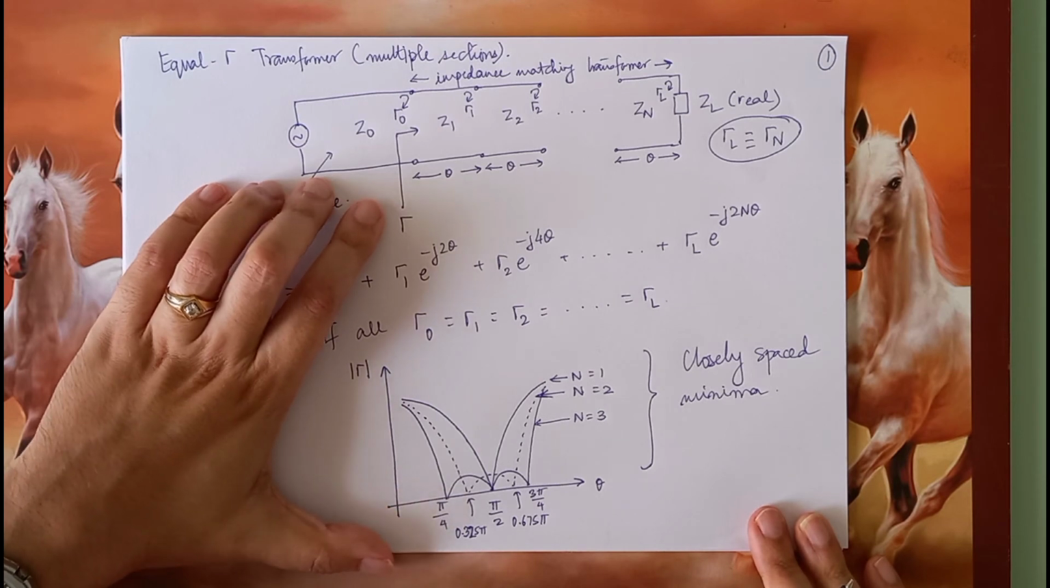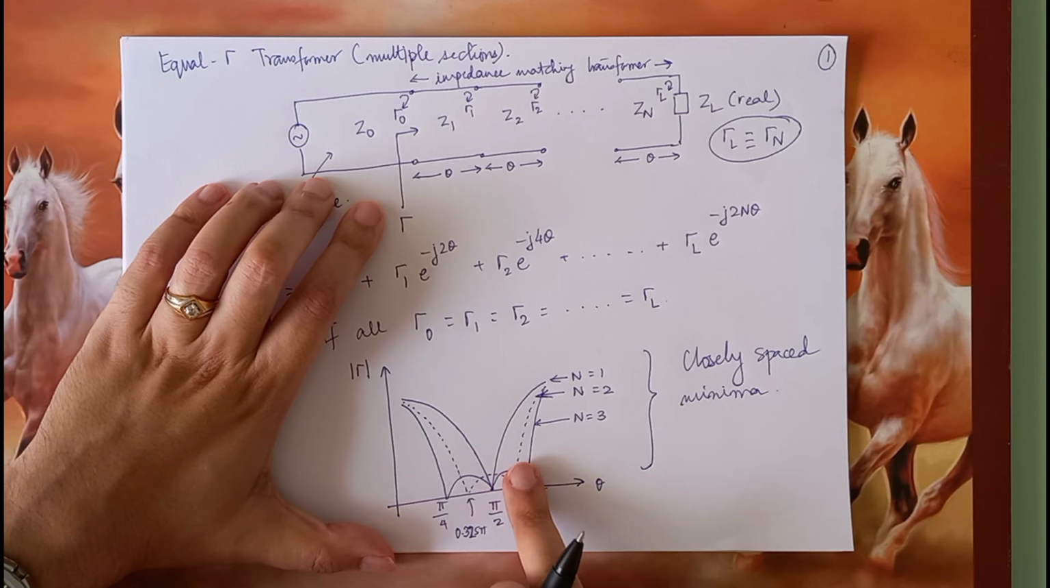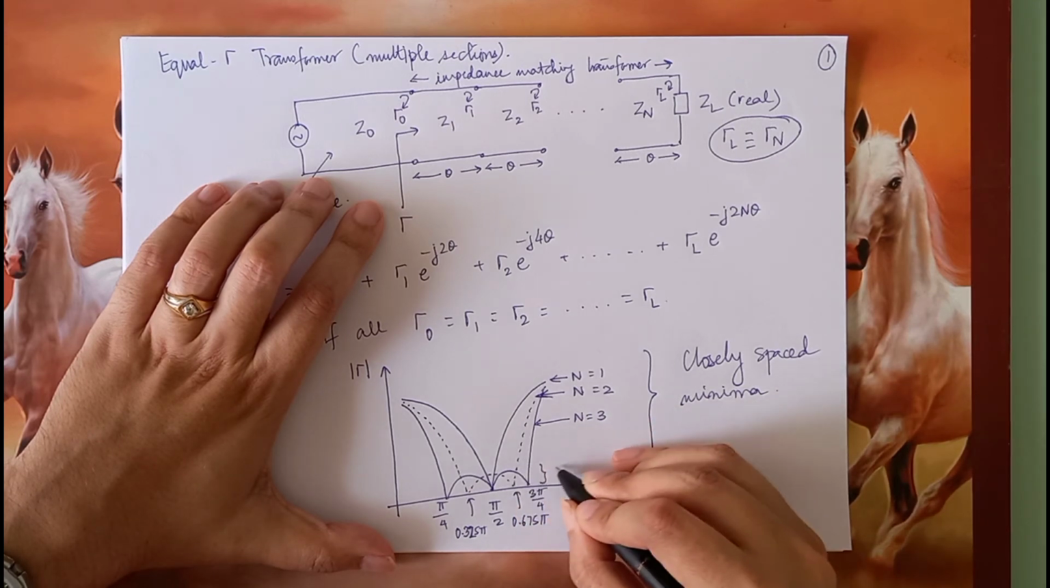Closely spaced minima. So there are distinct minima, but they are close to each other. This leads to some kind of local maxima between two successive minima. Therefore, this kind of local maxima in the middle, this kind of behavior, is called ripples.